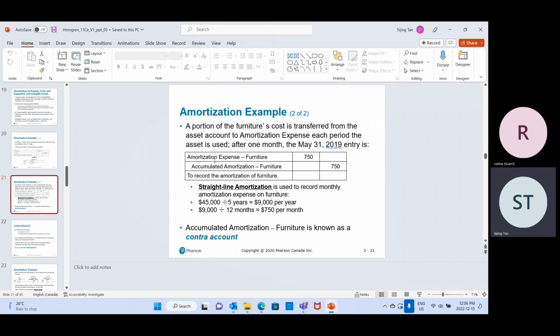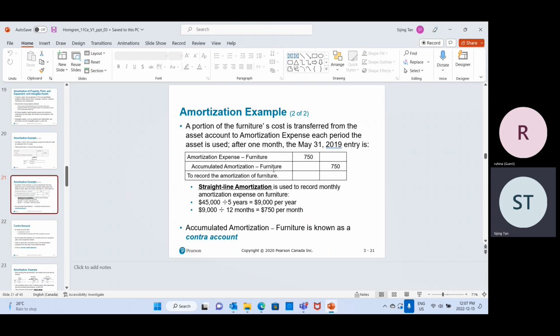We debit amortization expenses, right? We have to recognize that expense, and then we credit a contra account, accumulated amortization. Just simply memorize the accumulated amortization. That is an asset account, but with a credit balance. We have learned there's a normal balance. Remember from the last course, chapter 2, the normal balance of an asset account is a debit balance. But accumulated amortization is a very special account.